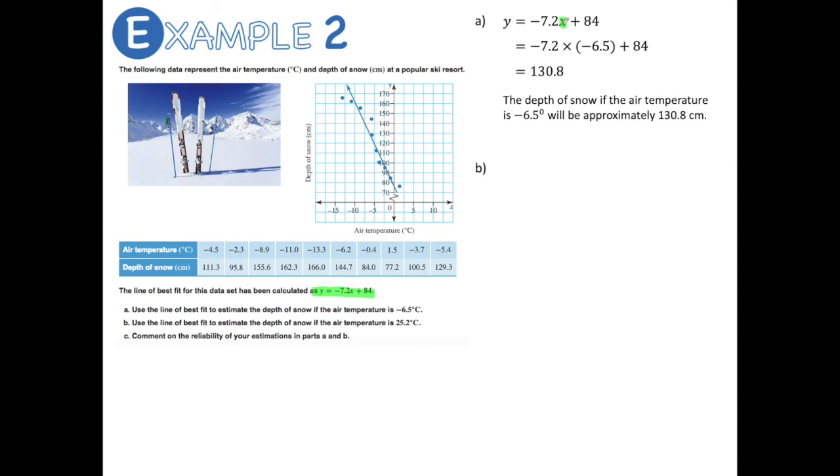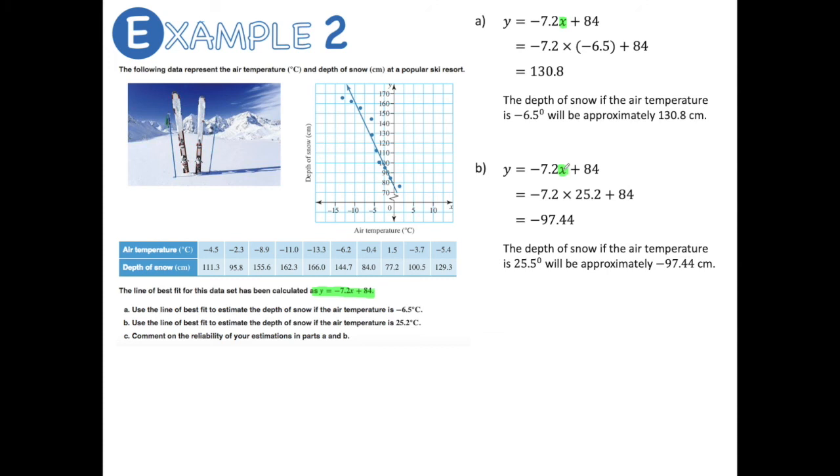Now we want to do the same process for part B, and our air temperature is going to be 25.2. Substituting in 25.2 for x, y is going to equal negative 7.2 times 25.2 plus 85, which equals negative 97.44. So the depth of snow when the air temperature is 25.2 degrees outside is going to be negative 97.44 centimeters. Now that we've made our predictions, we need to comment on the reliability of the estimates.